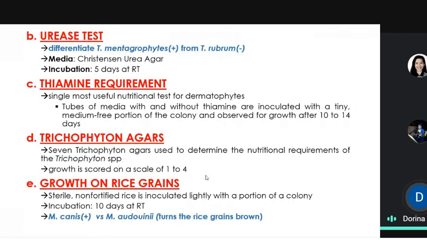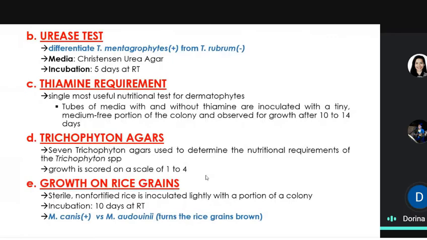Okay, so with trichophyton agars, ganyan din siya. We have trichophyton agars 1 to 7 actually ang trichophyton agars natin. So, dinidetermine din each of those trichophyton 1 to 7 na tubes na inalagyan mo na kanya-kanyang magkakaibang supplement. Makikita mo ngayon din, observe mo din ng growth yan. Saan ba pinakamarami ang growth? So, you're scoring with a scale of 1 to 7.